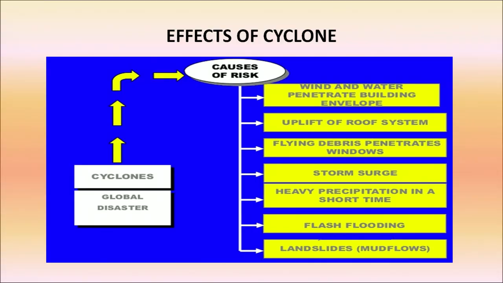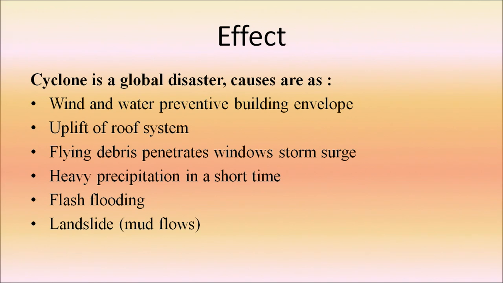If the cloud's arm reaches all the way to the ground and grabs hold, this is now officially a tornado, ready to suck up everything in its path like a giant vacuum cleaner hose. Now come to the effects of cyclone. Wind and water: preventive building envelope, uplift of roof system, flying debris penetrates windows, storm surge, heavy precipitation in a short time, flash flooding, landslide.